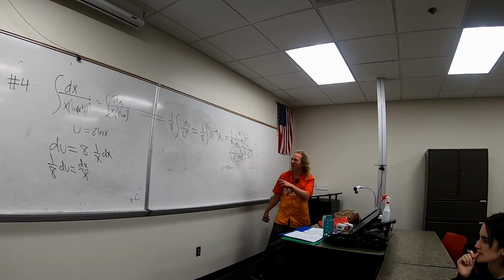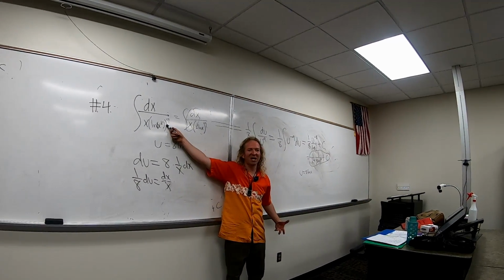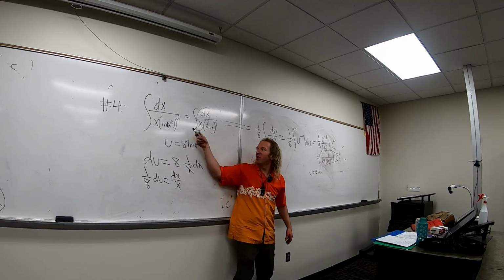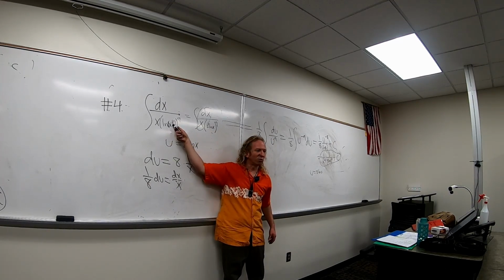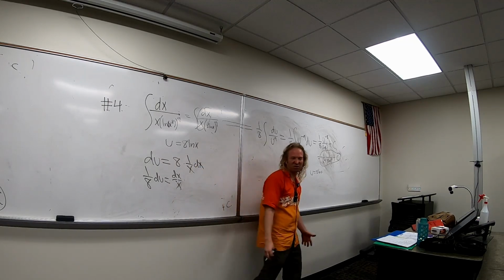It looked really bad. What made it worse was this 8, right? It makes it look really scary. If you don't do this, then when you call this u, you have to use a chain rule, and it's really messy, right? It still works, but it's just harder.